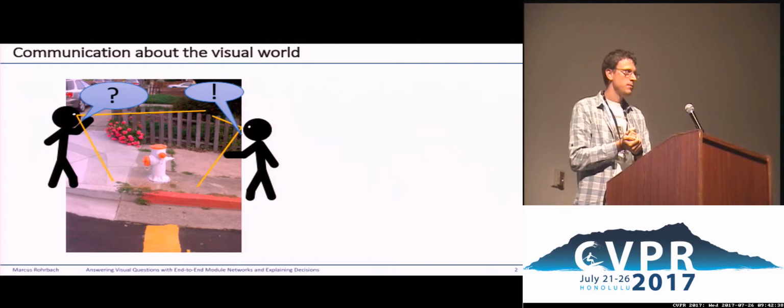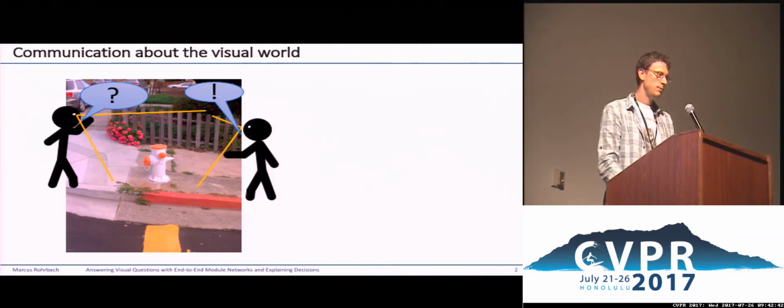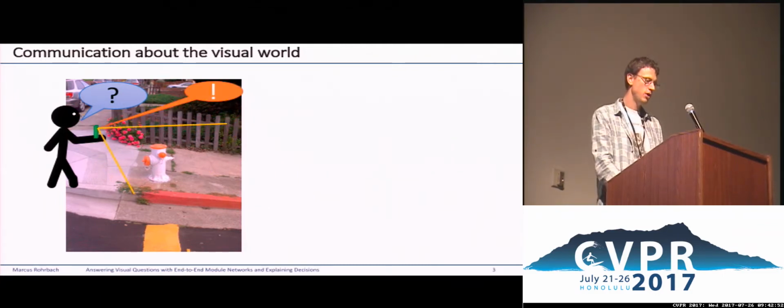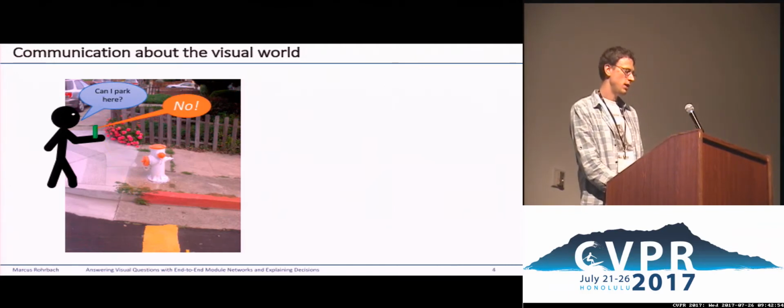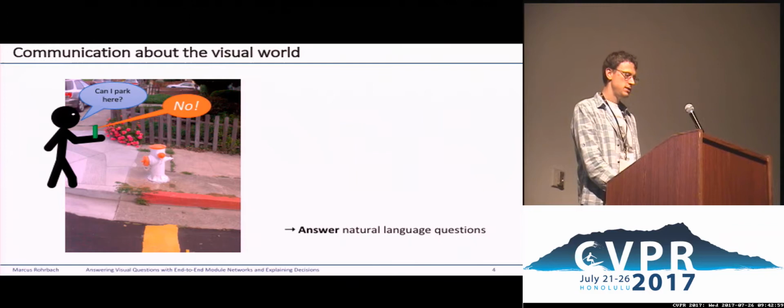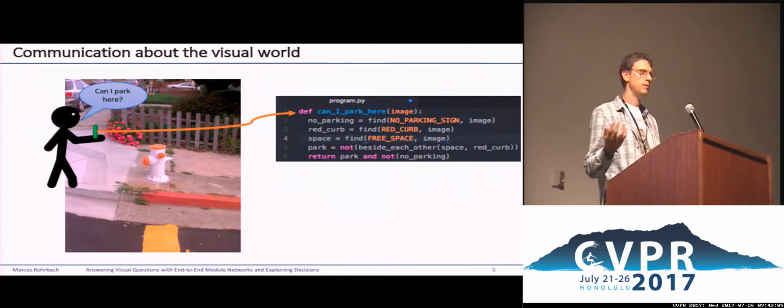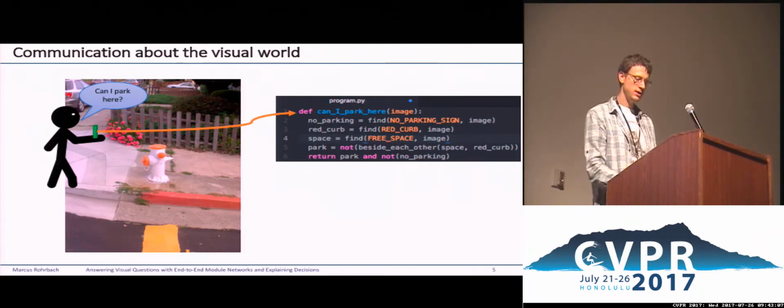So more generally, what I want to do is understand communication about the visual world as humans can do it. And humans can ask questions and answer them, for example. But we want to bring that also to an automated system, for example, your phone, which could answer you, can I park here? And answers no. And such a question can be very complicated. So you might need something like a program to answer this question.